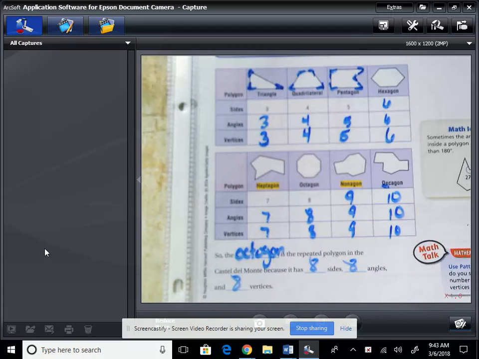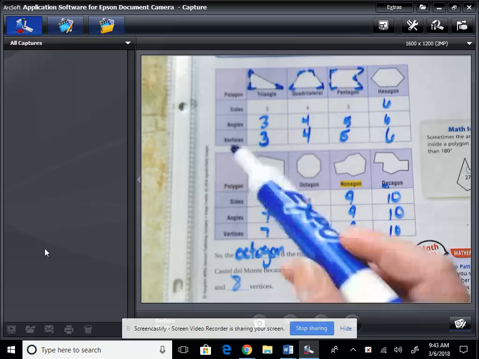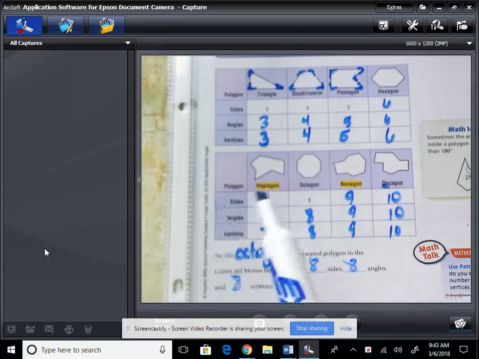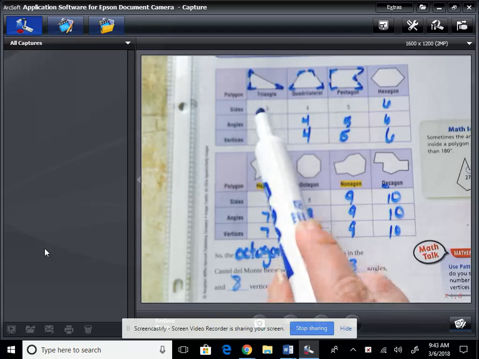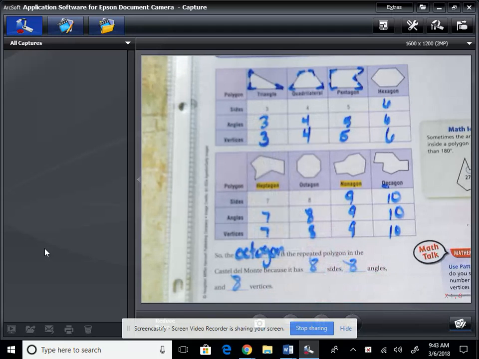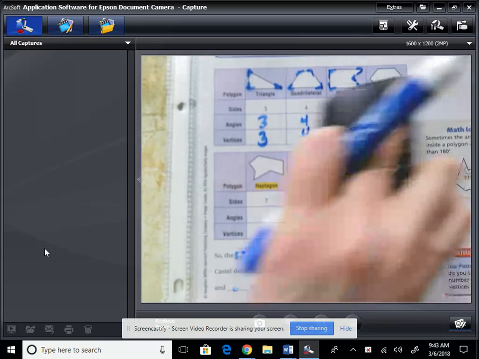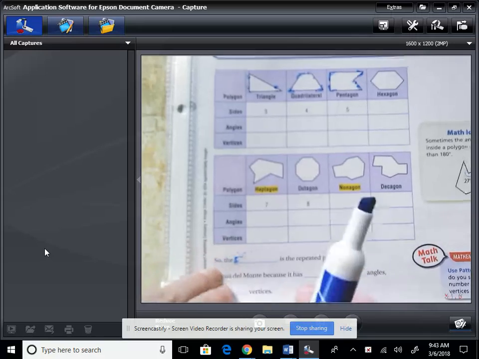All right, back in your notes, if you don't have how many sides, angles, and vertexes each one has, like triangle, 3 sides, 3 angles, 3 vertexes, from the videos we watched earlier, then you need to add those, please. All right, onward.